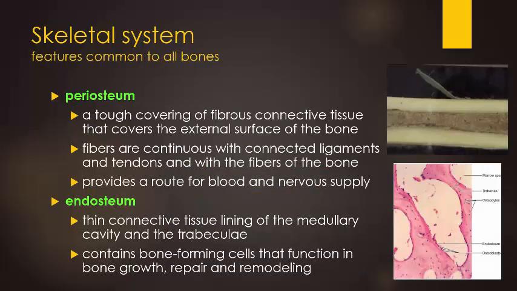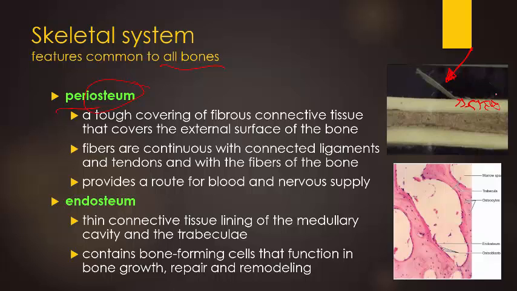Okay, so now we're still looking at features common to long bones, but we can think of these next features as being common to other bone types as well. All bones are covered on the exterior surface with a tough fibrous connective tissue covering called the periosteum. Peri meaning around, osteum talking about bone, and the fibers of this periosteal layer are deeply interwoven with the fibers of the bone. Remember, protein fibers are found inside the bone.